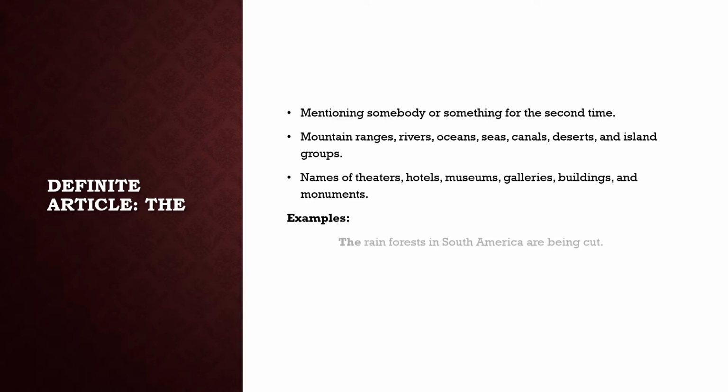Some examples are: the rainforests in South America are being cut. We are specifically speaking of the forests in South America. The Terraba River is the largest river in Costa Rica. We are specifically speaking about a river called Terraba that is in Costa Rica. So in that moment is when we use the article the, when it is something specific or something that we mention for the second time.